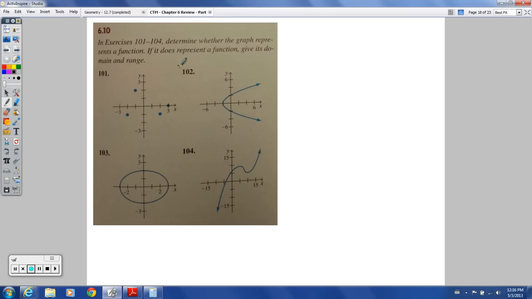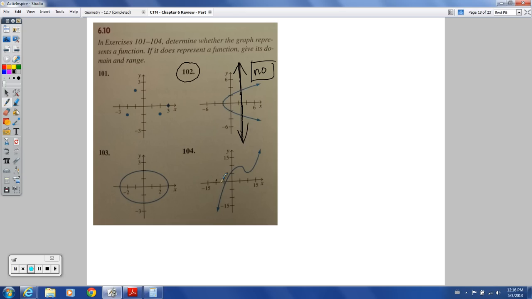Onward to 102 here. Multiple of 3 there. Determine whether the graph represents a function. If it does, give its domain and range. So this one, because it does not pass the vertical line test, here's a vertical line, not a perfectly drawn vertical line, but it doesn't pass the vertical line test. So for 102 you would say no.